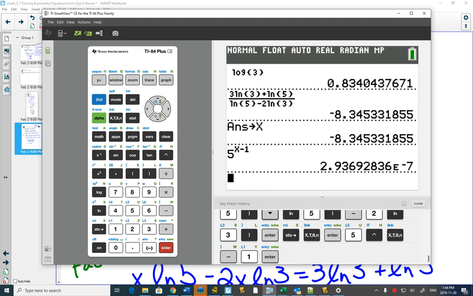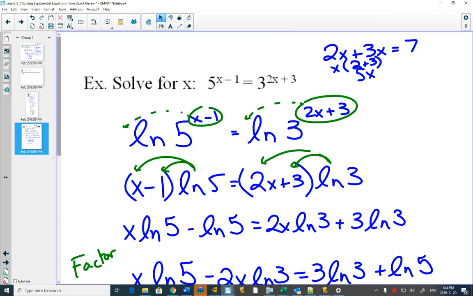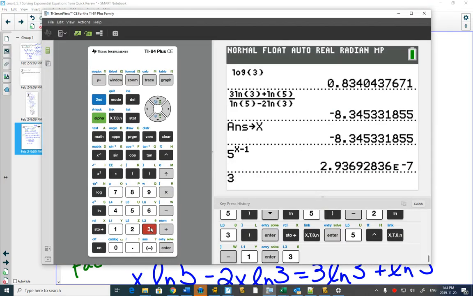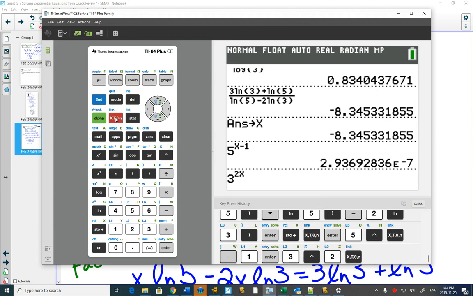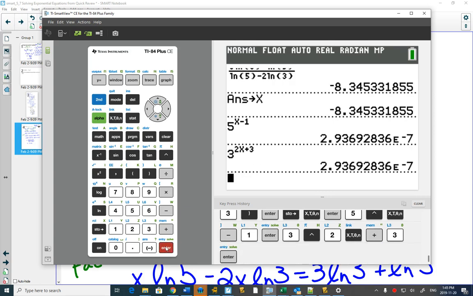Okay. Does that match with my right side? Well, my right side had an x too. So I'm going to type that into my calculator. 3 to the 2x plus 3. This is the nervous part. If it matches up, we know we've done everything right. If not, what have I done? Wasted 10 minutes of your time? Oh man, that makes me feel more nervous. Oh, good. They matched up. So the left side is the same as the right side for that value of x. Then we know we've got it right.